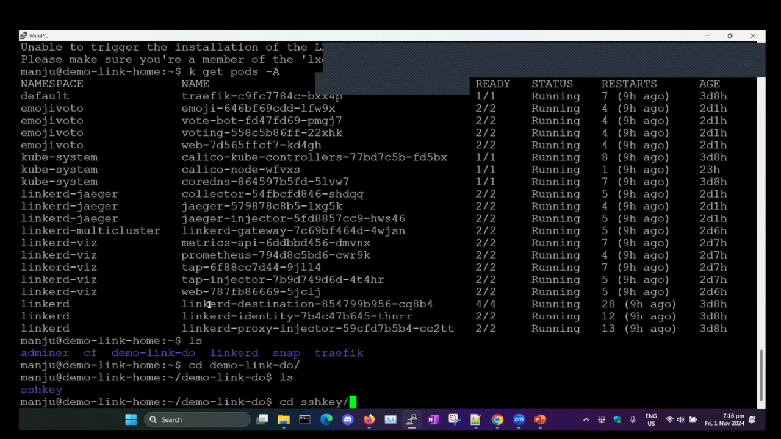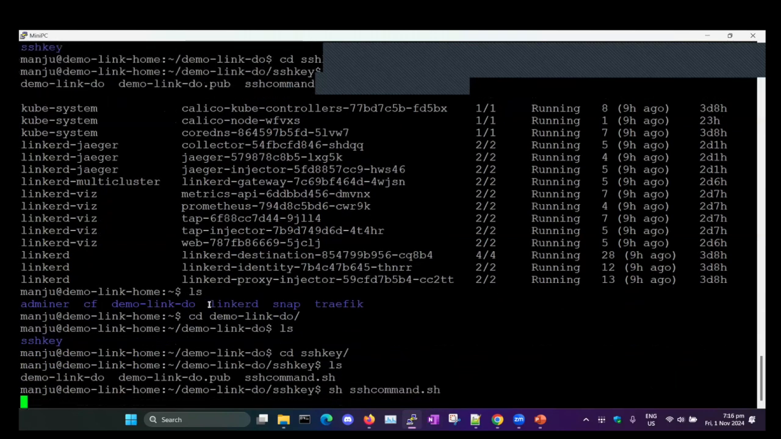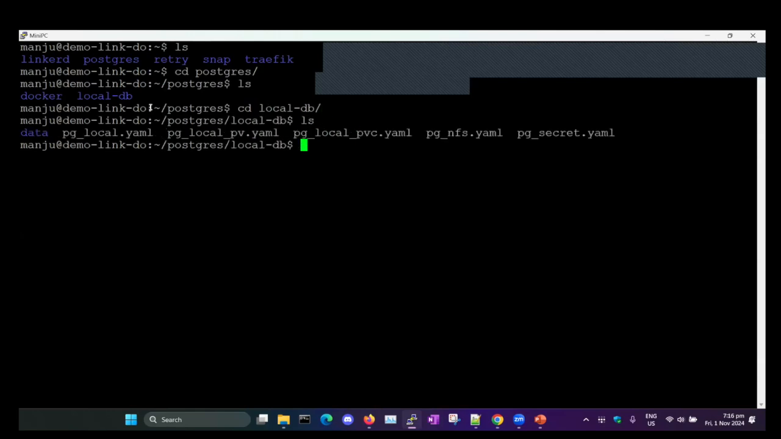So I've logged into my DO cluster. Internally you have an SSH key, so I'm connected from one machine to the other one. I'm going to deploy all these Postgres components. I wanted to show this, but because of the internet, I'll just deploy it directly.